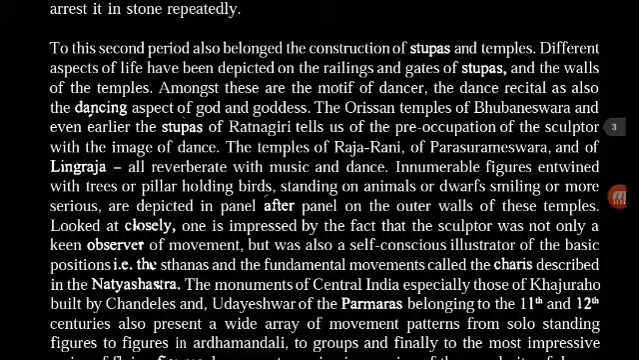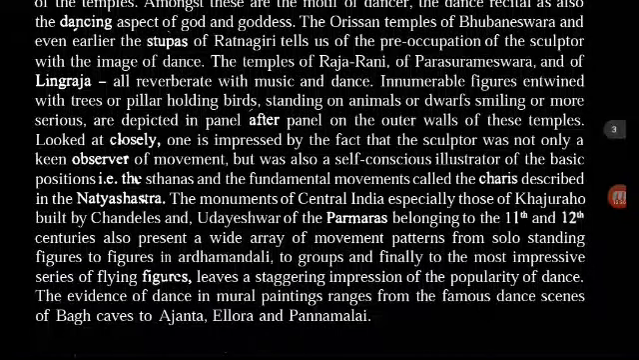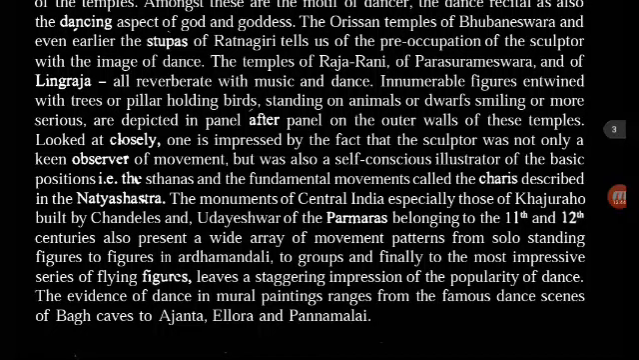Among these are the motif of the dancer, the dance recital, as also the dancing aspect of gods and goddesses. The Orissan temples of Bhubaneswar, and even earlier the stupas of Ratnagiri, tell us of the preoccupation of the sculptor with the image of dance. The temples of Rajarani, Parasurameshwara and Lingaraja all reverberate with music and dance. Innumerable figures entwined with trees or pillars, holding birds, standing on animals or dwarfs, smiling or more serious, are depicted in panel after panel on the outer walls of these temples.